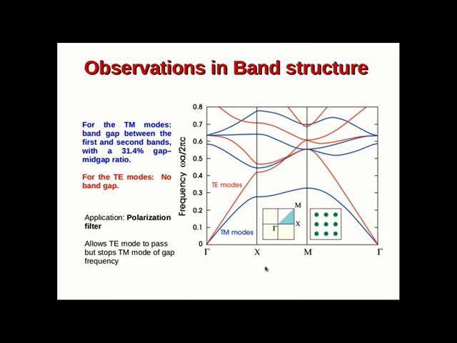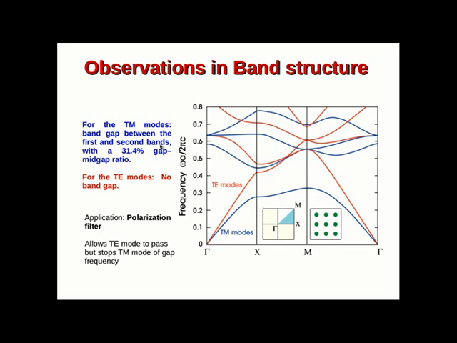Now what do you observe in this? We see that the TM modes have a substantial band gap of 31%. In the TM mode, you can see there is a substantial gap between the first band and the second band. But for the TE mode there is no gap between any bands, so you do not see any gaps in TE modes, but there is a 31.4% gap for TM mode.